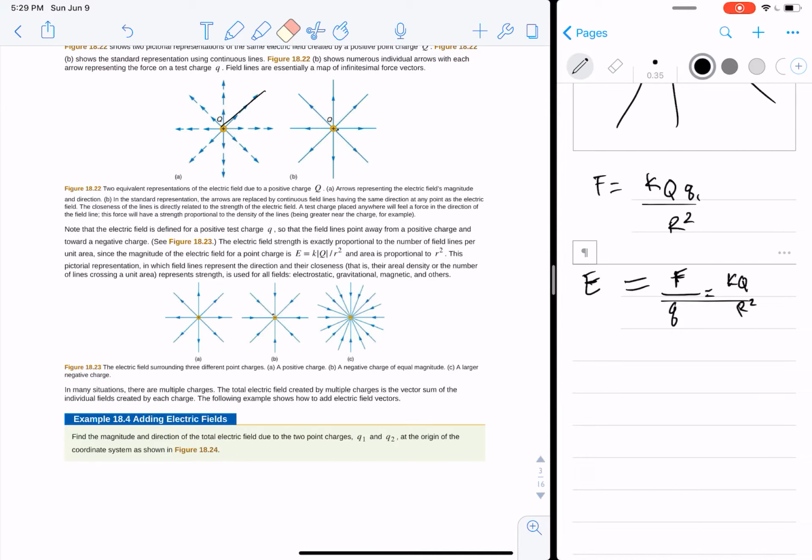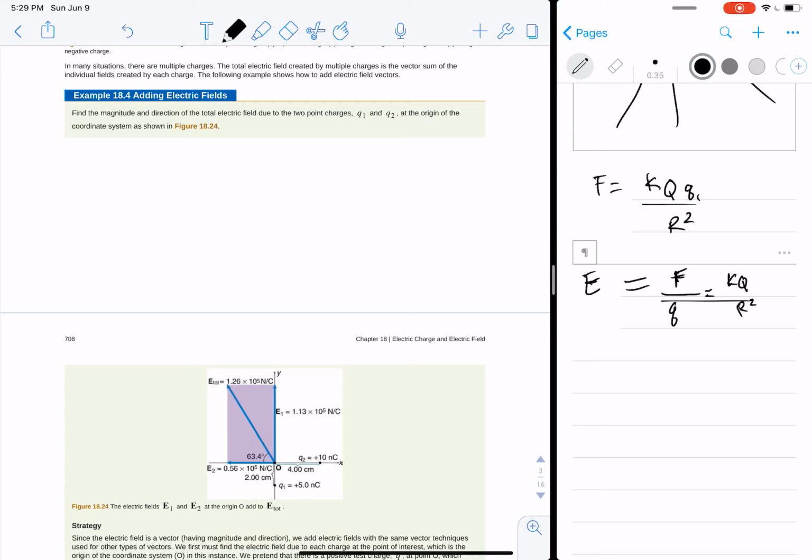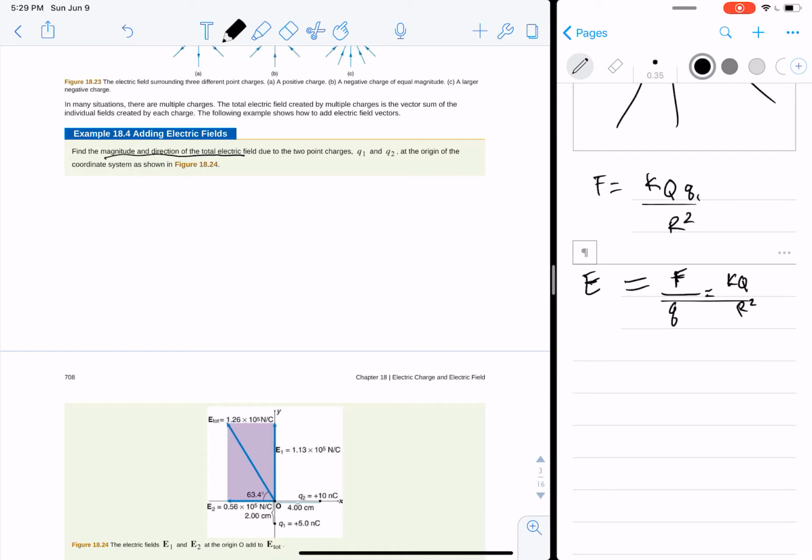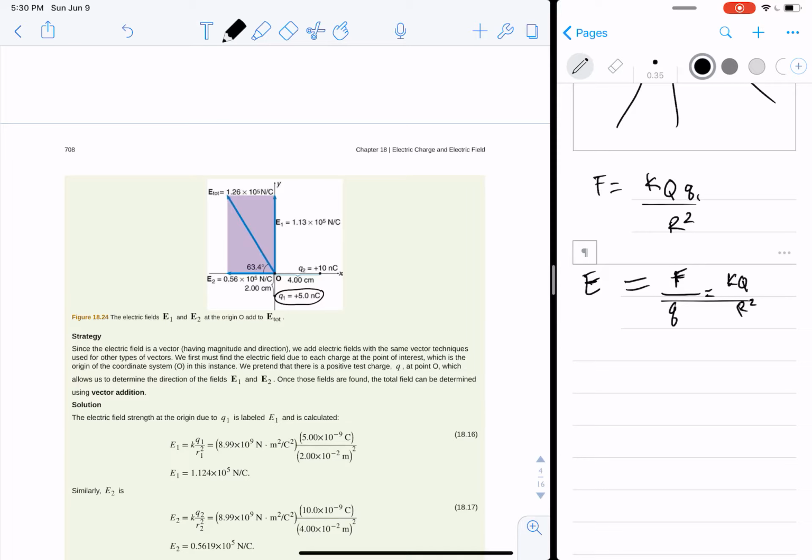All right, so example 18.4. This is a tricky example because the diagram doesn't make a lot of sense. But it wants you to find the magnitude and direction. Remember, since we've got lines and arrows, an electric field is a vector. We want to determine the magnitude and direction of the total electric field due to the point charges Q1 and Q2 at the origin of the coordinate system in the figure below. We've got charge 1, which is 5 nanocoulombs, and charge 2, which is 10 nanocoulombs.